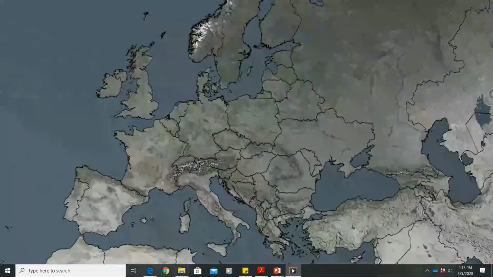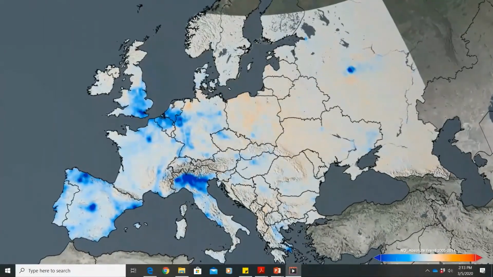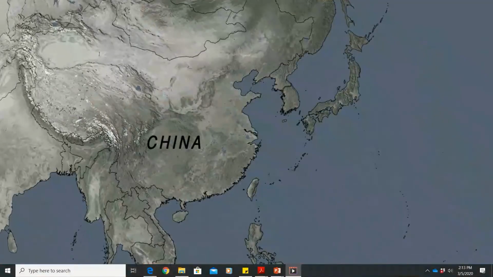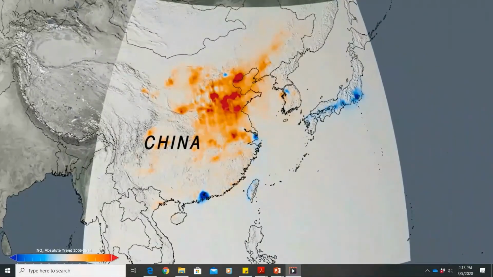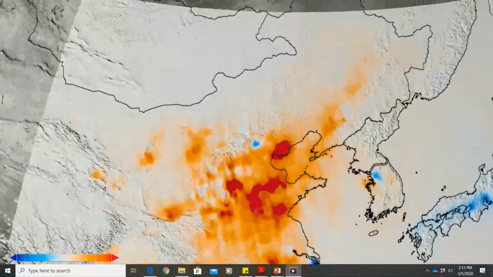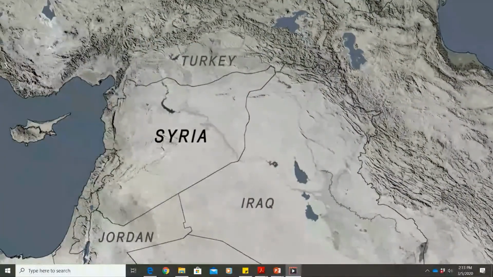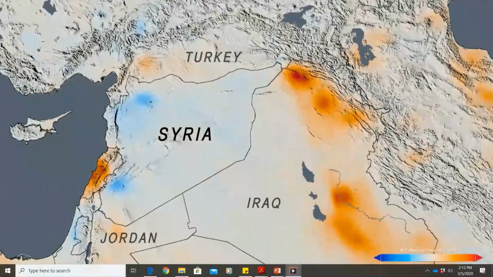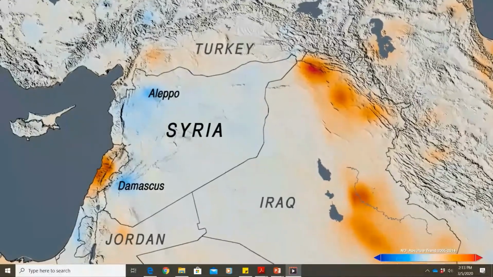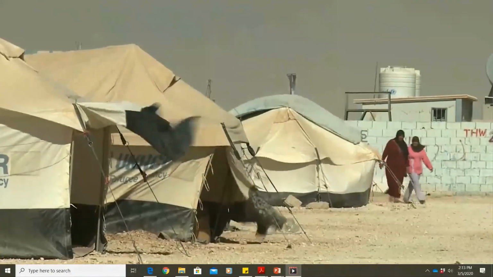In Western Europe, despite the recent vehicle emissions scandal, nitrogen dioxide levels have decreased by as much as 50% due to tighter environmental controls. In China, we see an increase in levels over most of the country due to a rise in coal use for power generation, but decreases for some cities like Beijing, where a growing middle class is now demanding cleaner air. In the Middle East, we see decreases in nitrogen dioxide levels over Syria due to the country's civil war and displacement of its population. Meanwhile, levels have gone up in neighboring countries where millions of Syrians have taken refuge.